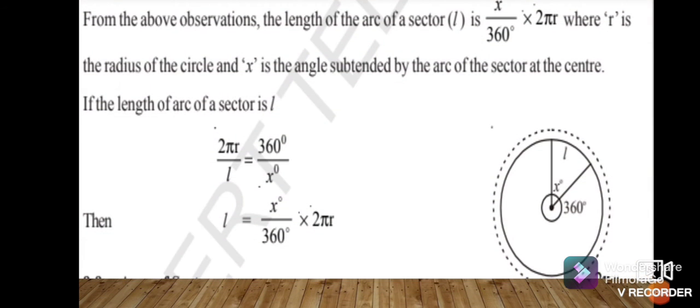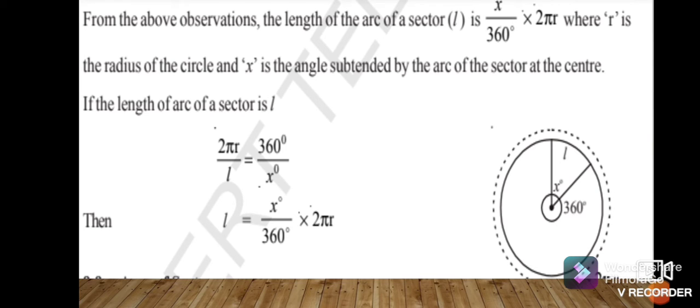Okay, children. Now let us discuss again. From the above observations, the length of the arc of a sector L is x by 360 into 2 pi r, where r is the radius of the circle and x is the angle subtended by the arc of the sector at the center of the circle. So then we can easily get the length of the arc of a sector L as 2 pi r by L is equal to 360 by x degrees.